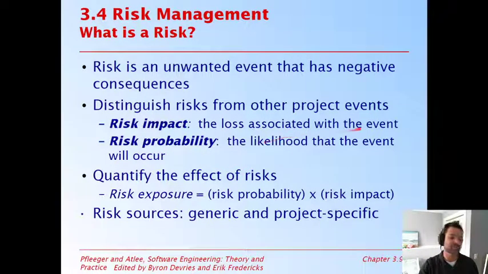So the impact is basically how much will this affect your project, right? What is the overall loss? This could be money, it could be time, it could be damage, it could be physical problems like loss of life or hurting somebody. So what is the actual impact of this risk? And then the probability is separate. That's how likely this thing is to happen.